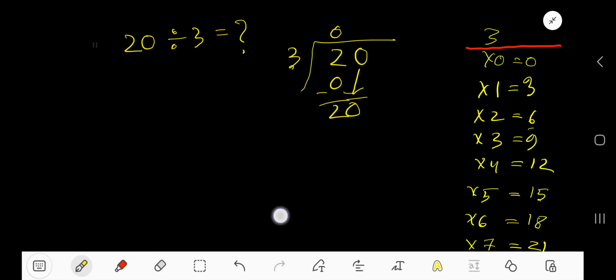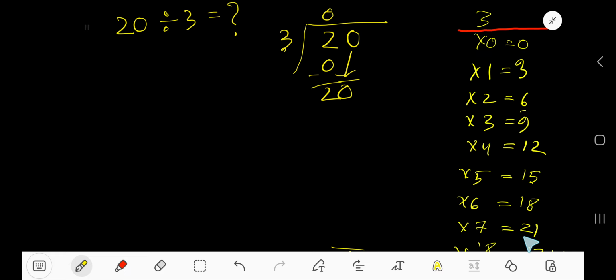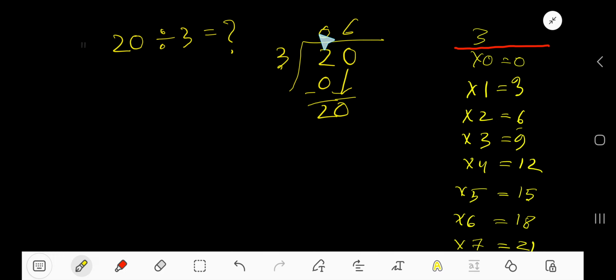3 goes into 20 how many times? 7 times is 21, which is greater. So 6 times. 6 times 3 is 18. Subtract, you are getting 2. So our answer is 06, meaning 6, remainder 2.